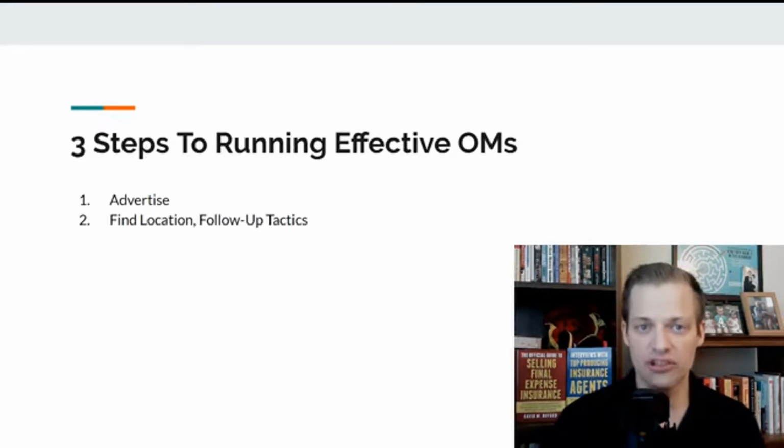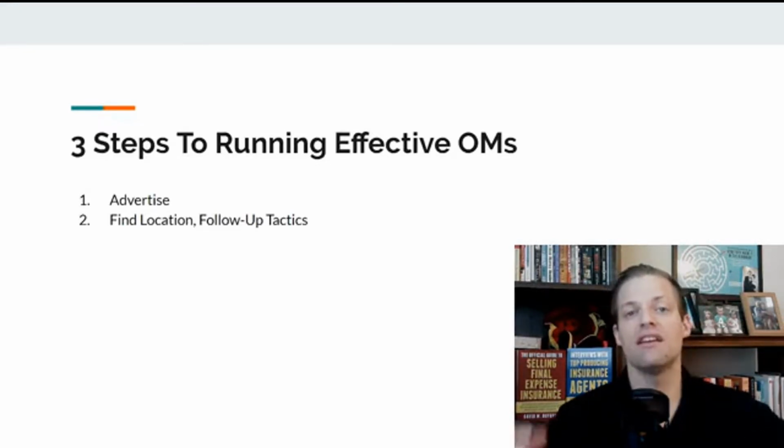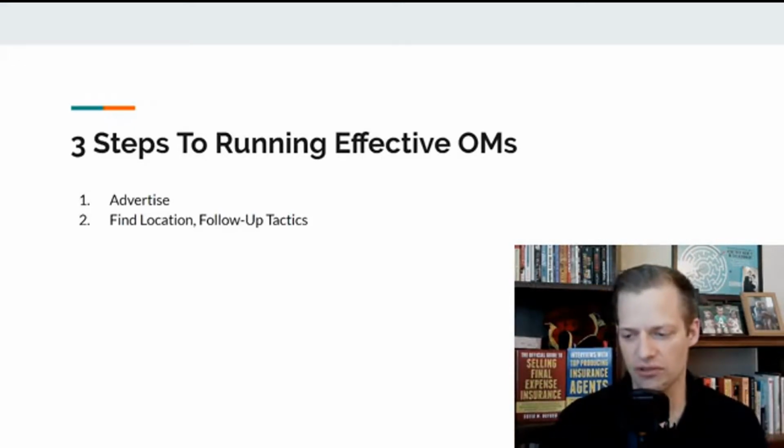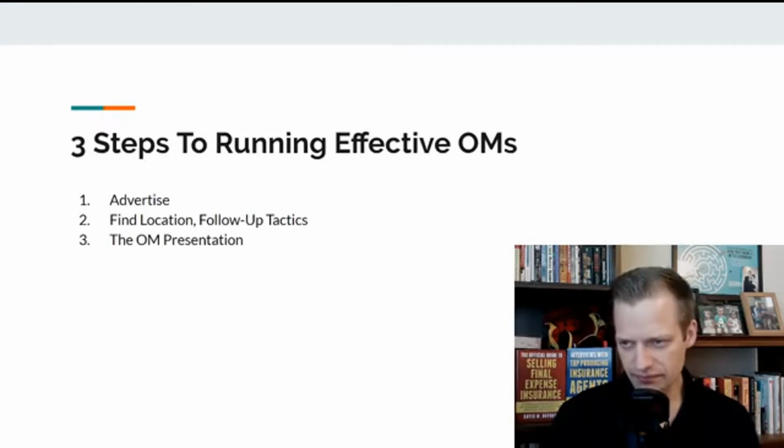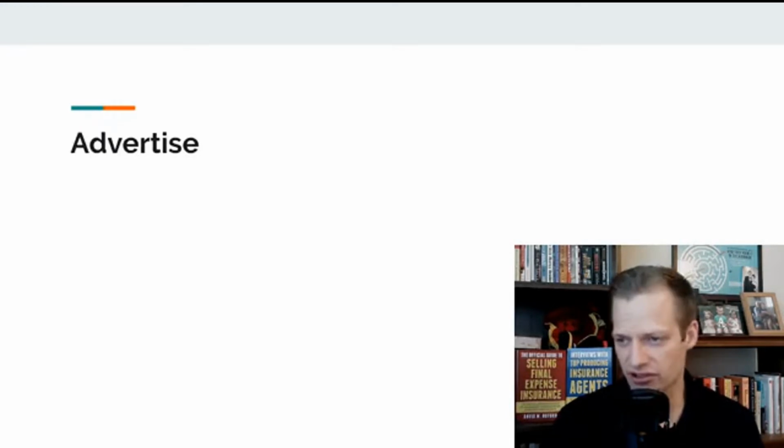And you get butts into seats, meaning you get them into the opportunity meeting setting in order to go over what it is that you do, and then let that be the sales pitch, essentially. So we'll also talk about finding a location and follow-up tactics. If somebody expresses interest in your job opportunity, what do you do then? How do you book them in? How do you make sure they actually come in? And then where do you actually run these things? We'll cover that in a moment. And then we're going to go in detail into the actual opportunity meeting presentation so you can learn more there.